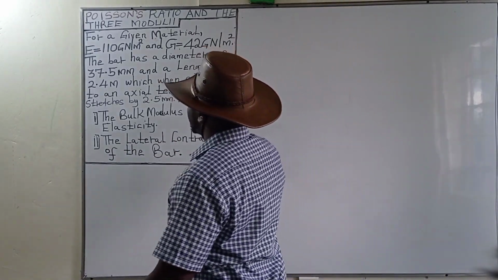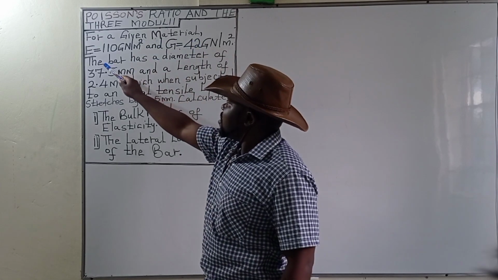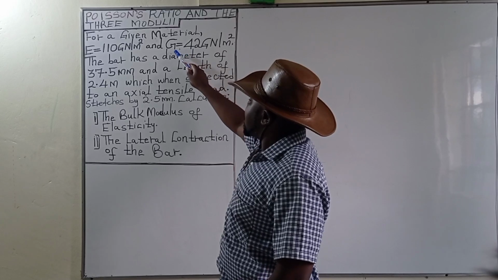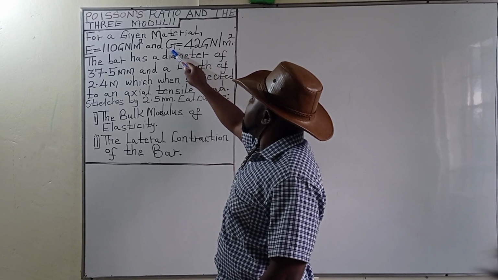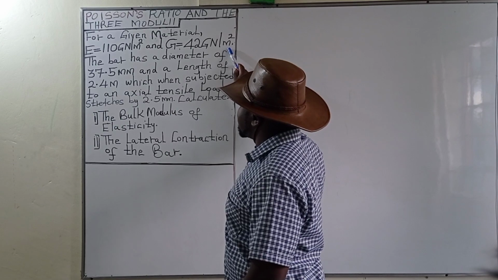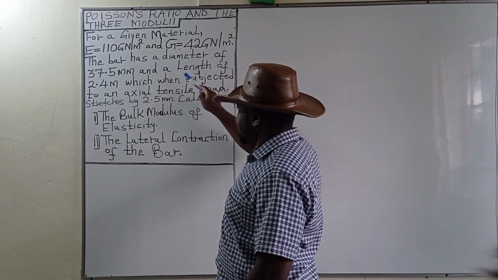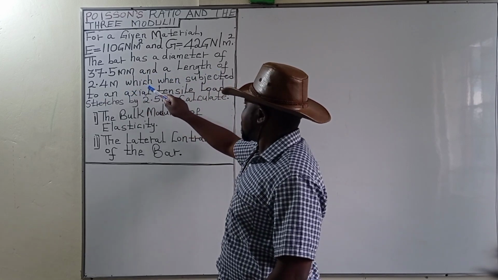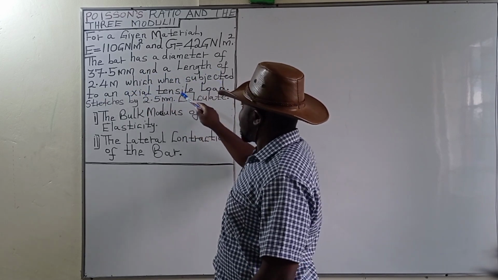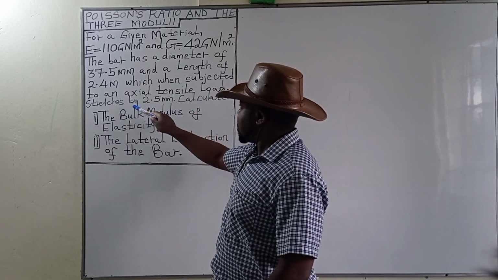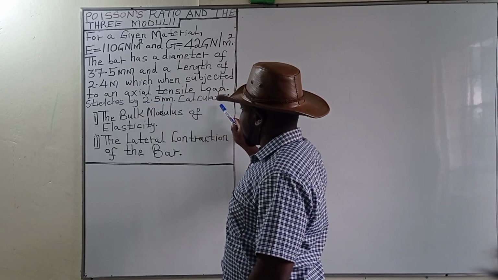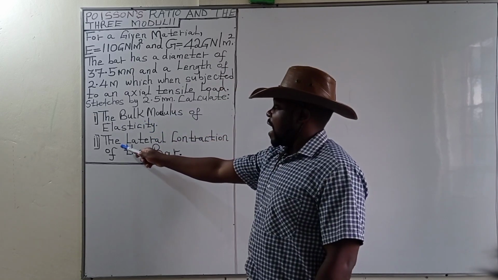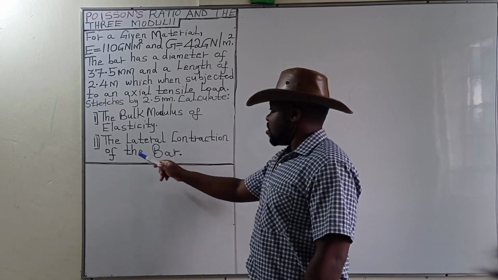Now, the question of the day: for a given material, the Young's modulus of elasticity is 110 giganewtons per square meter, and the modulus of rigidity is 42 giganewtons per square meter. The bar has a diameter of 37.5 millimeters and a length of 2.4 meters. When it is subjected to an axial tensile load, the bar stretches by 2.5 millimeters. Calculate the bulk modulus of elasticity and the lateral contraction of the bar.